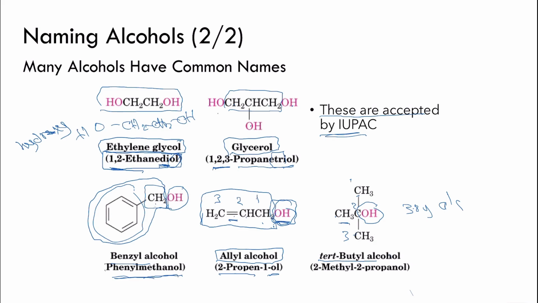When you see the name tertiary butyl alcohol, you need to know that it's a carbon with three methyl groups and an OH. This is called tertiary butyl alcohol. It's a very common name for this tertiary alcohol, and you will encounter it a lot in your studies, especially when you work in the lab. You will see that there is an alcohol that you may use as a solvent that's called tertiary butyl alcohol.